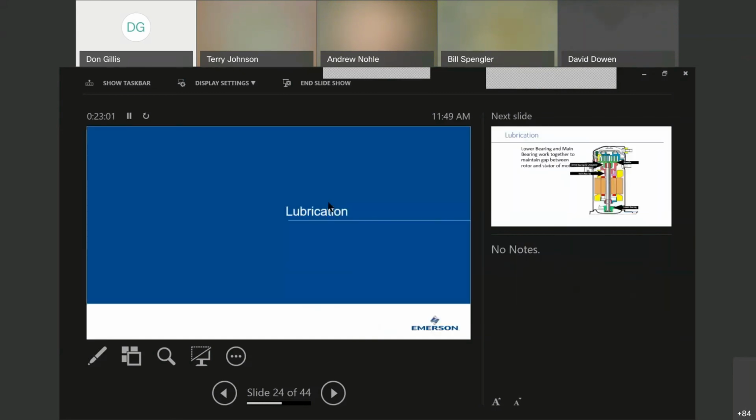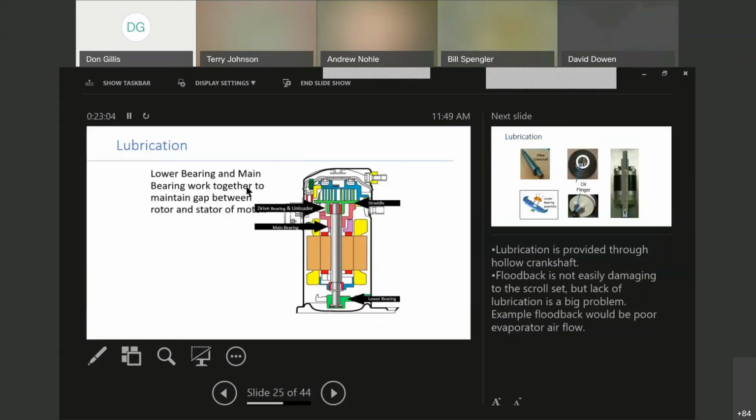We'll talk a little bit about lubrication here. Lubrication. 4 points we're going to touch on here. The lower bearing and the main bearing work together to maintain a gap between the rotor and the stator motor. You can see the straddle bearing at the very top of here, what the orbiting scroll sits on. You have the drive bearing or the unloader bushing we just talked about. And then we have the main bearing here, and then that lower bearing we just talked about.